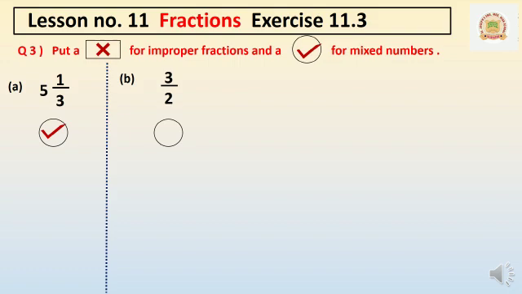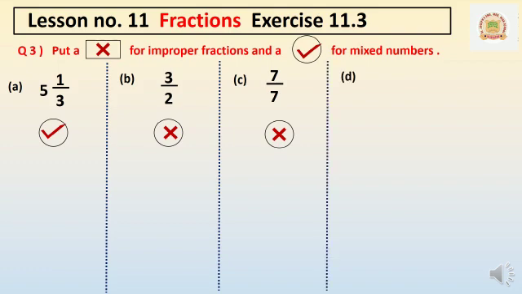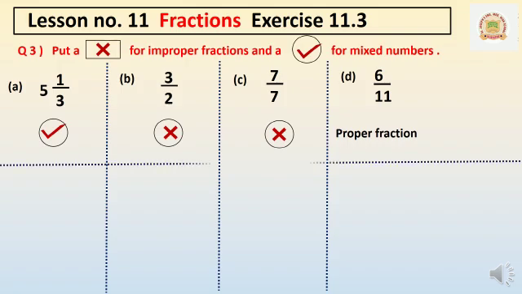B, 3 by 2. It's an improper fraction, cross mark. Question C, 7 by 7. It's also an improper fraction. D, 6 by 11. Because the denominator is bigger than the numerator, it's a proper fraction.